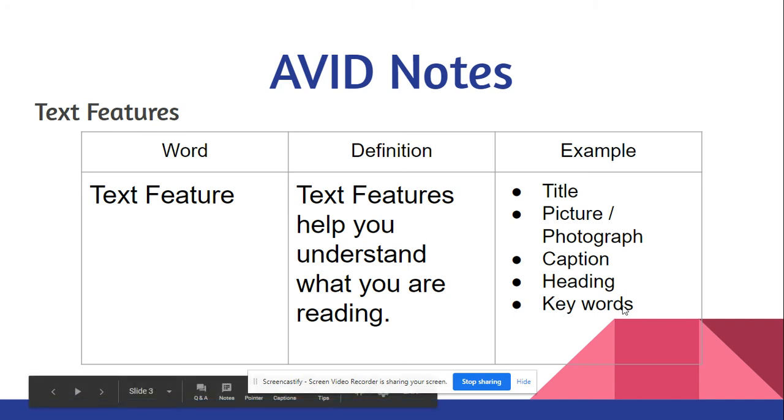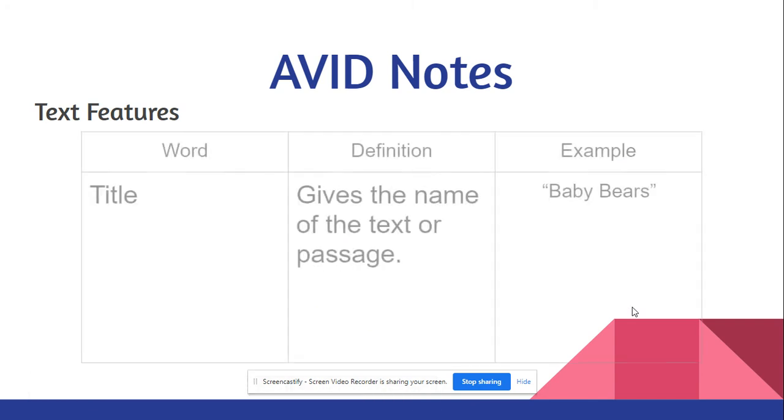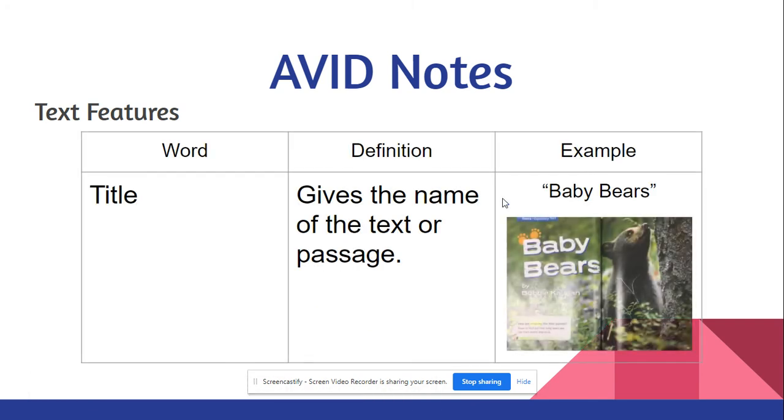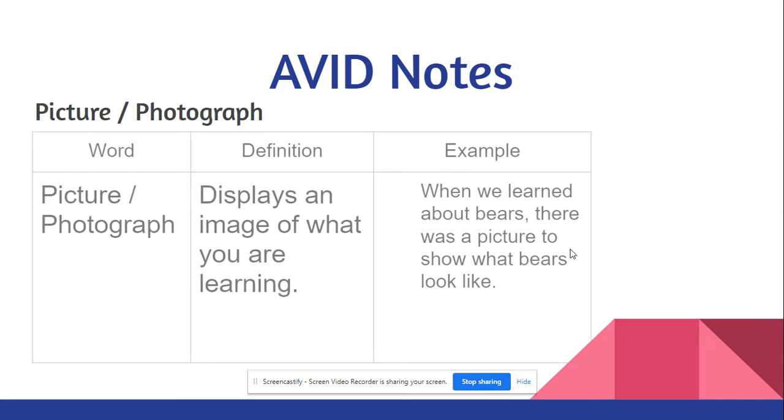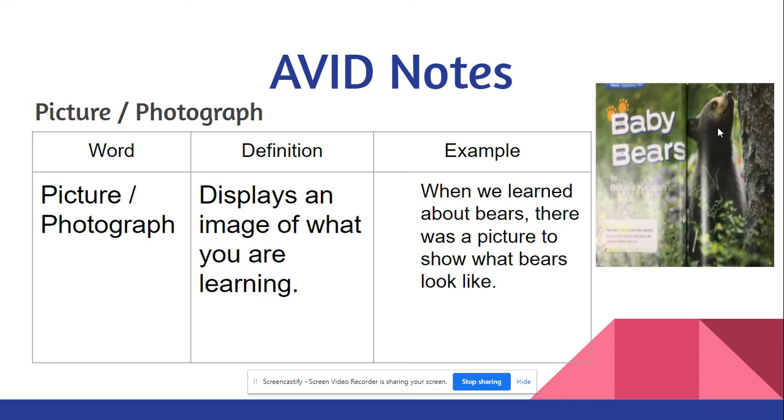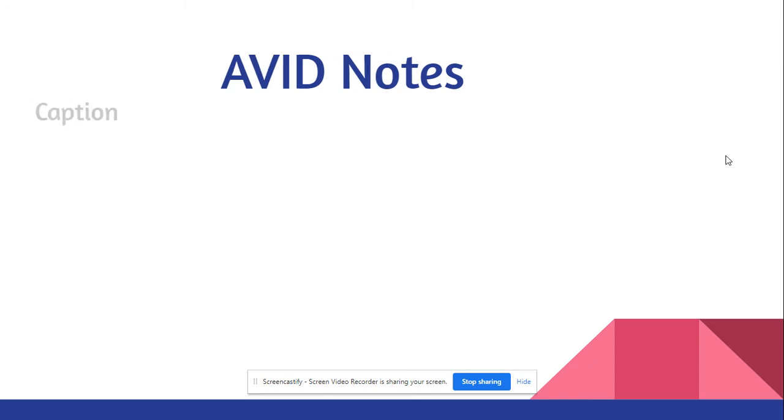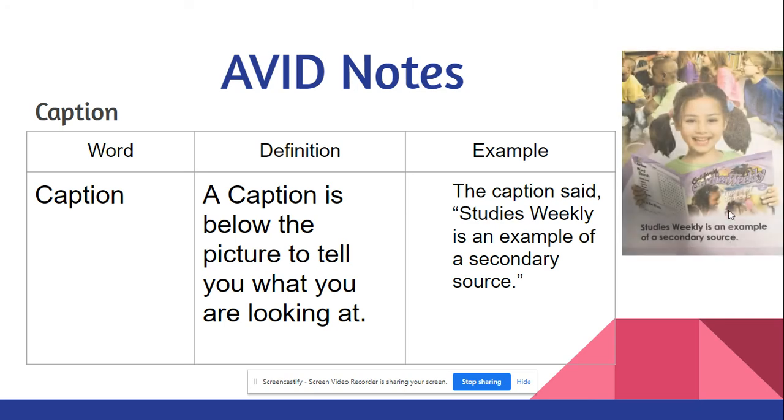And keywords, those are going to be those vocabulary words that are important to you that you want to pay attention to. So here we have a title and an example. Here we have a photo. And then we like to have the captions that tell us, why is this picture important? What information are you wanting me to get from this photo or this illustration or this diagram that you've included? So the caption will make it very clear what they're wanting you to learn.